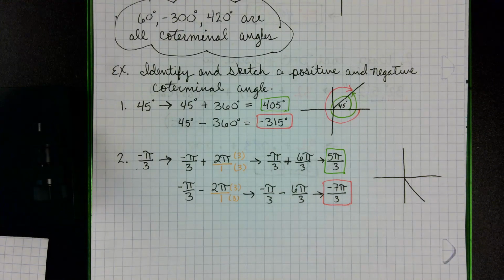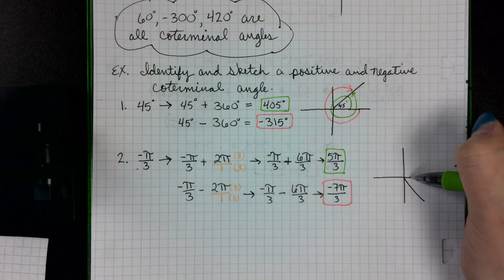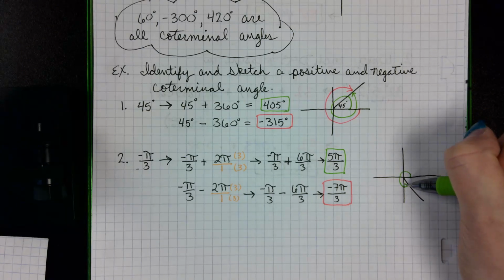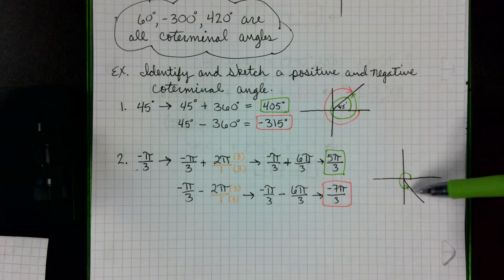So then the positive goes from the initial side, but I'm going to rotate in the positive direction. So it's going to go around this way until we get to that same terminal side. So that's my positive 5 pi over 3. Because if it was 6 pi over 3, it would be 2 pi. Right? So we're a little short.